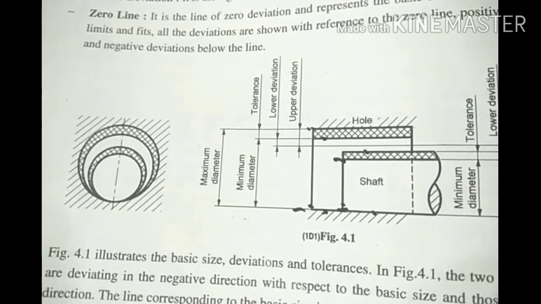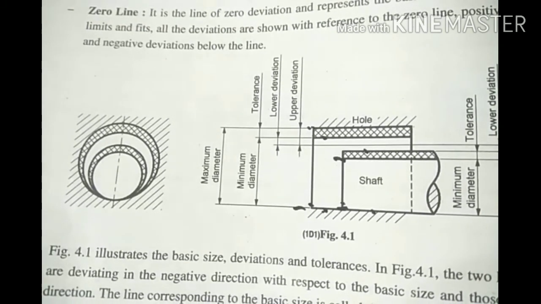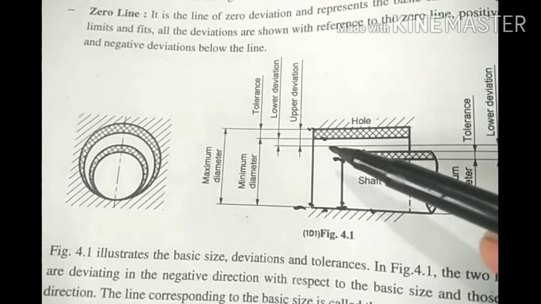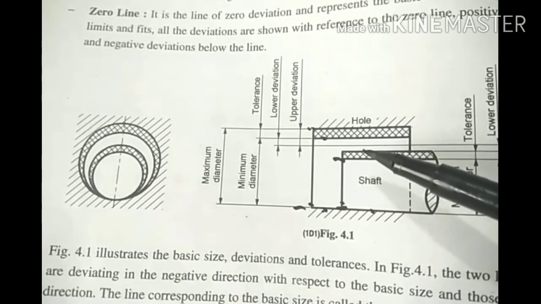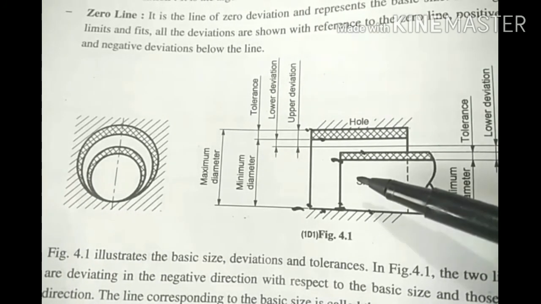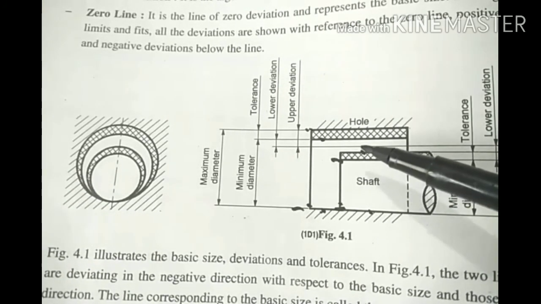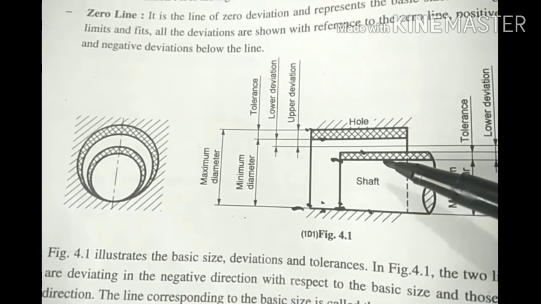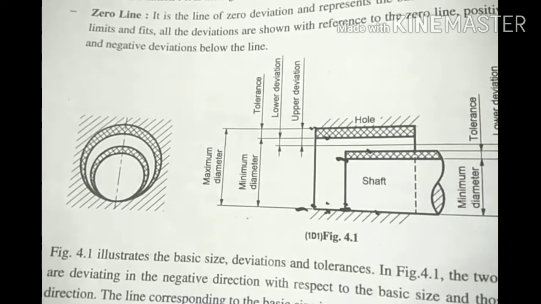And interference fit means the minimum limit size of the hole, this one, and the maximum limit size of the shaft, and minimum interference: the minimum limit size of the hole minus the minimum limit size of the shaft.